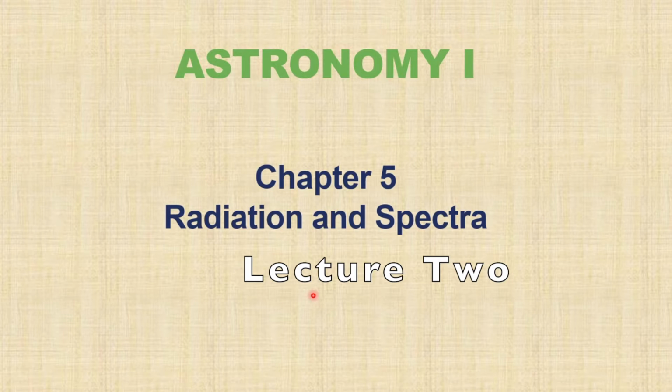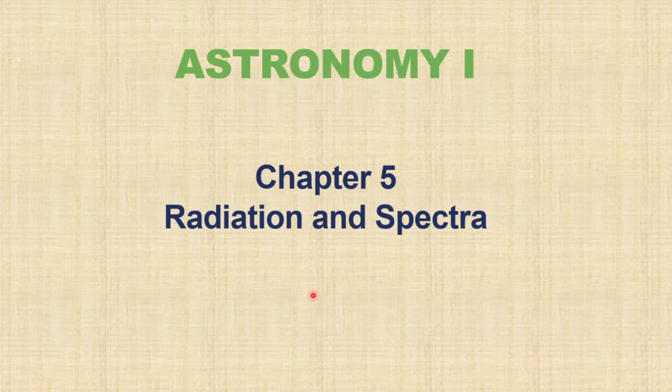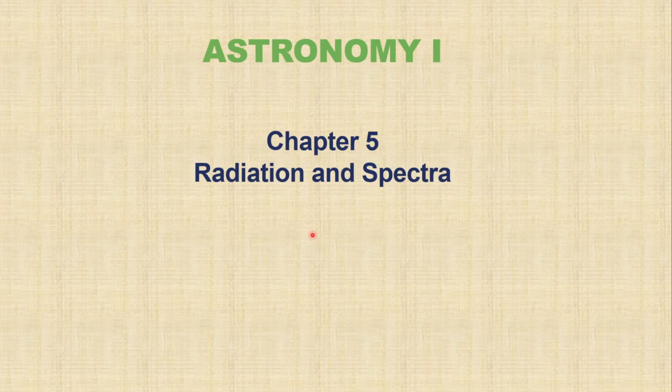So this is chapter 5 on radiation and spectra. We are taking a little break from sun, earth, moon, sky, astronomical events, and we'll look in a little more detail into the physics of light or radiation, atomic spectra, the electromagnetic spectrum, what that is. And so this is more of physics of light.